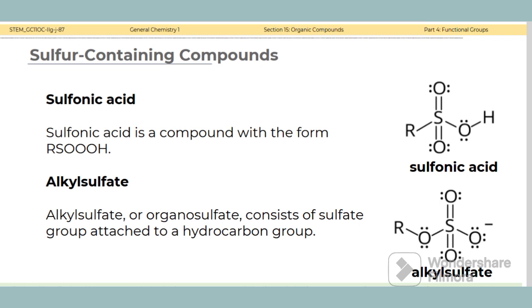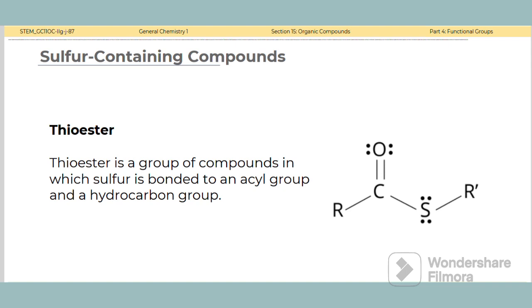Sulfonic acid. Sulfonic acid is a compound with the form RSO3H, and alkyl sulfate. Alkyl sulfate, or organosulfate, consists of a sulfate group attached to a hydrocarbon group. Thioester. Thioester is a group of compounds in which sulfur is bonded to an acyl group and a hydrocarbon group.